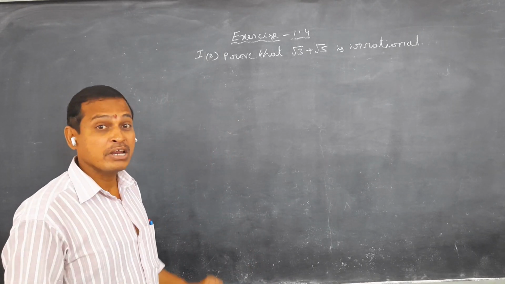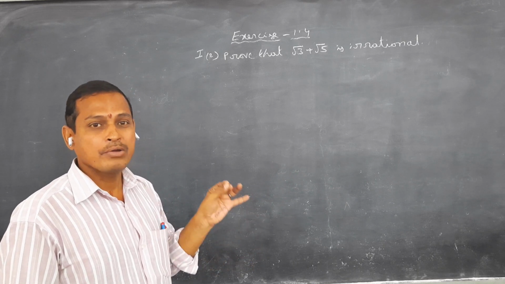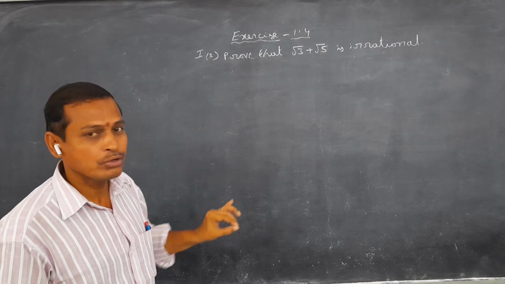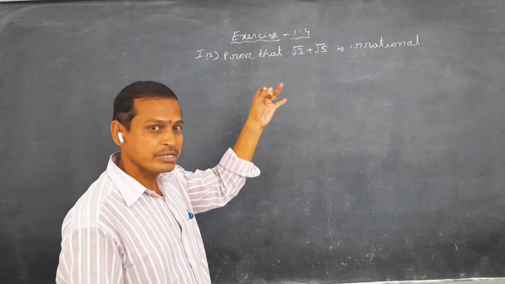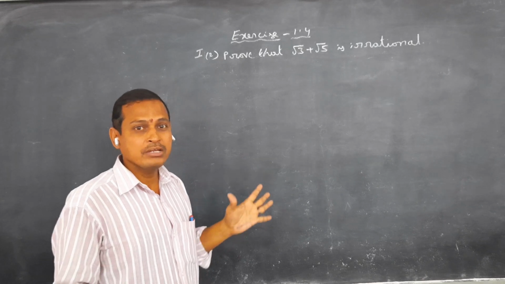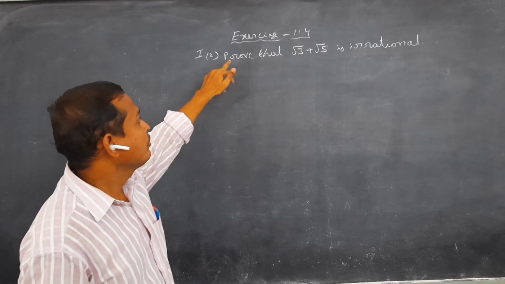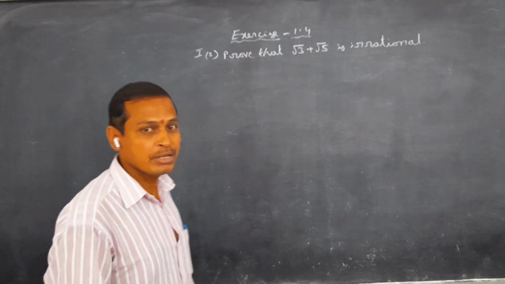A number that cannot be expressed in the p by q form, where p, q are integers and q is not equal to 0, is called an irrational number. It is denoted by the symbol Q dash. Okay, this is the irrational number. So in this problem, prove that root 3 plus root 5 is an irrational number.